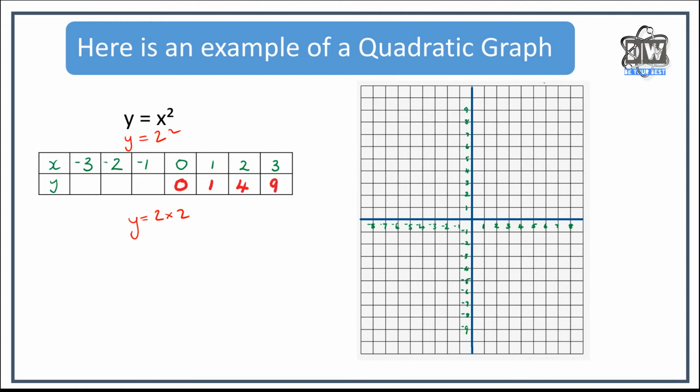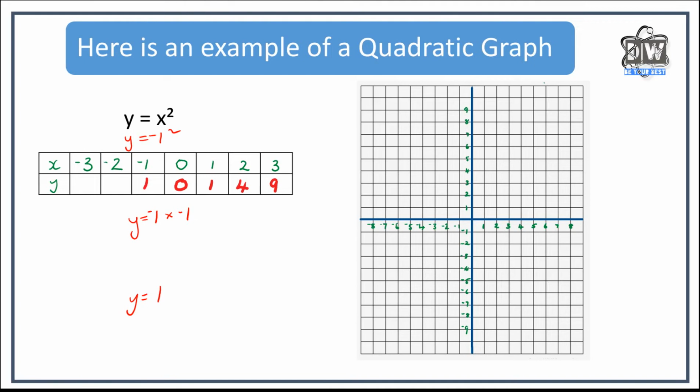Now, this is the bit that may throw some people, but trust me on this. What's minus 1? And I'll write this down. y equals, let's not be lazy. What's minus 1 squared? That's minus 1 times minus 1. What's minus 1 times minus 1? It's 1. Okay, so we've got 1 there.